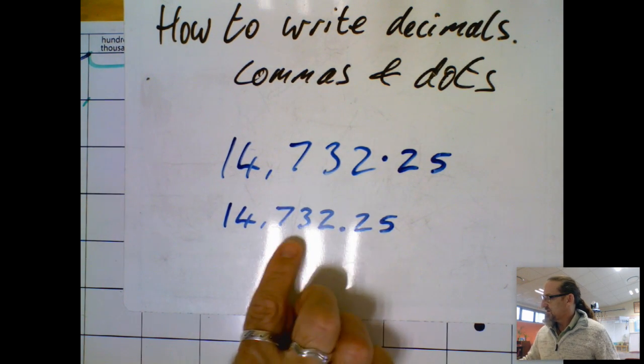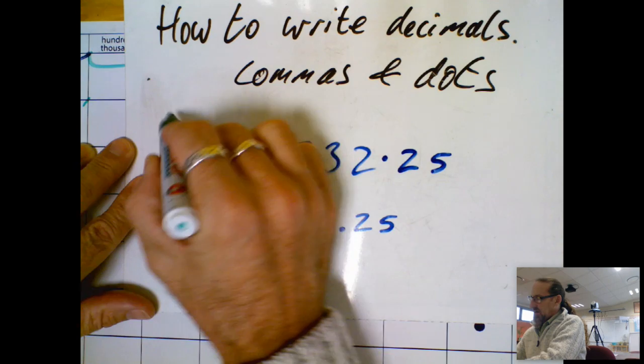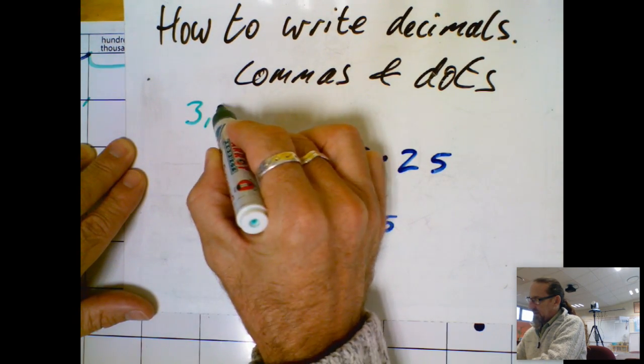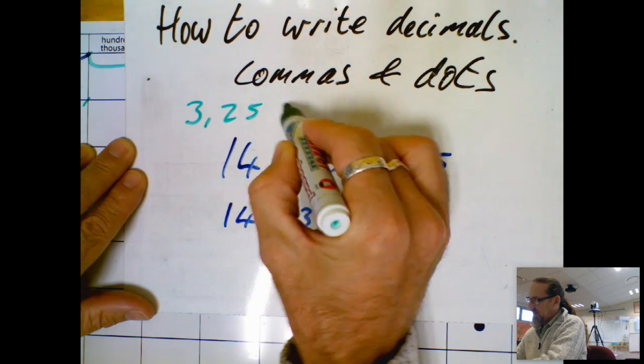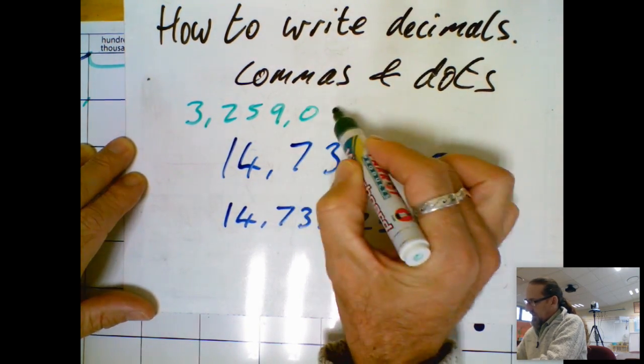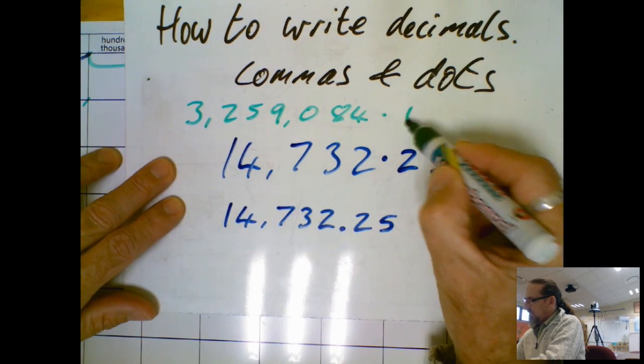So 14,732. If we had some larger numbers, say millions, let's go into the millions. Am I going to fit it onto here? I don't know. 3,259,084.14.